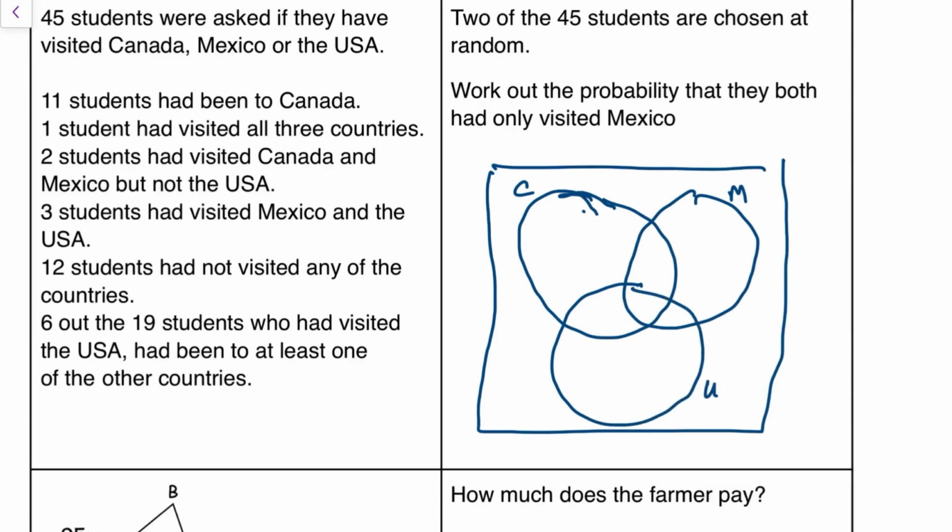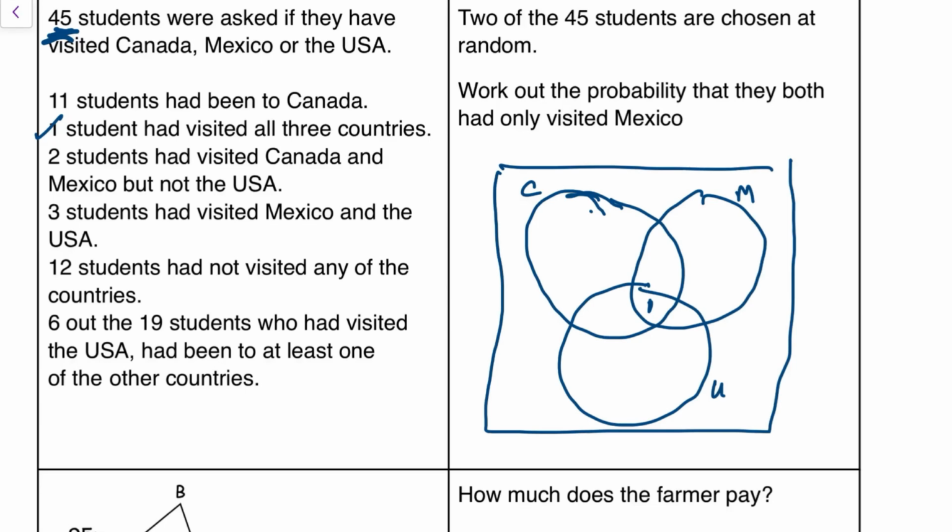In fact, actually, let's keep the technique. Let's call it U. Right, step by step. So first of all, let's remember the number's 45, because that seems like that might be important. 11 students have been to Canada, 1 student, right. So let's start here. So 1 student visited all 3, so they're going to go in the middle. 2 students had visited Canada and Mexico, but not the USA. So therefore, Canada and Mexico, not the USA, so 2 goes here. 3 students had visited Mexico and the USA. So that's going to be 3 minus the 1 we've already got, which is 2. 12 students had not visited any of the countries, so 12 goes on the outside here.